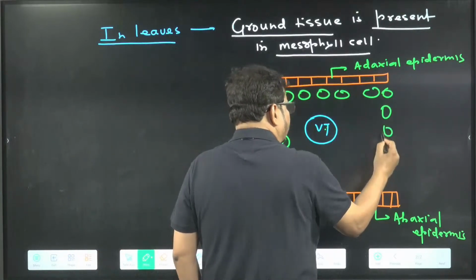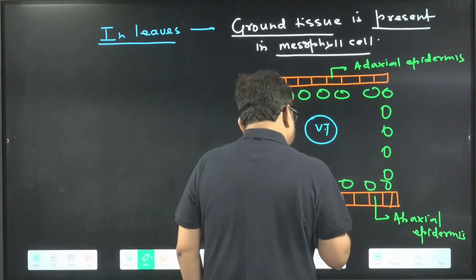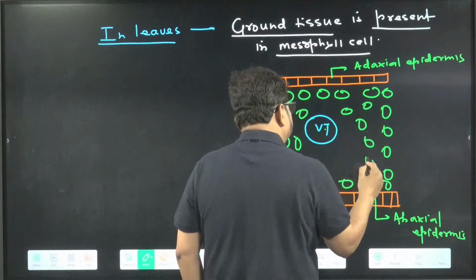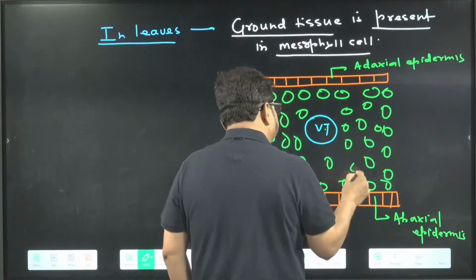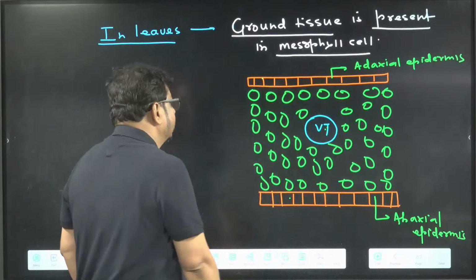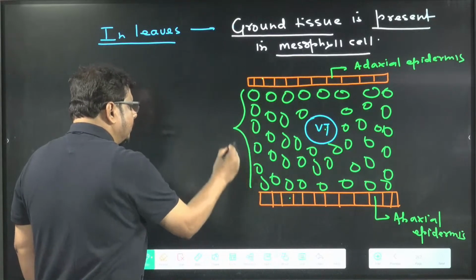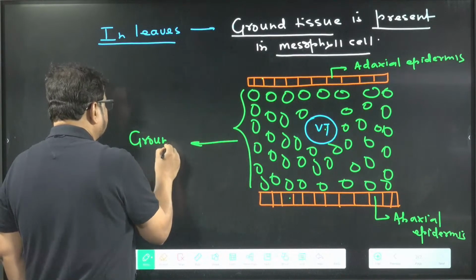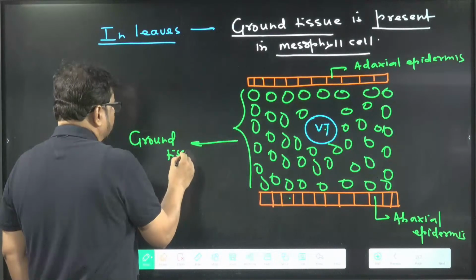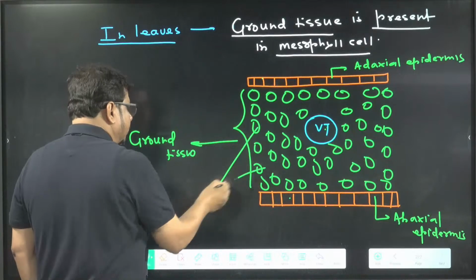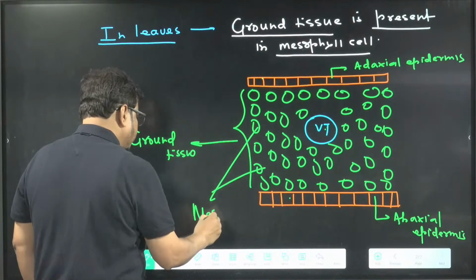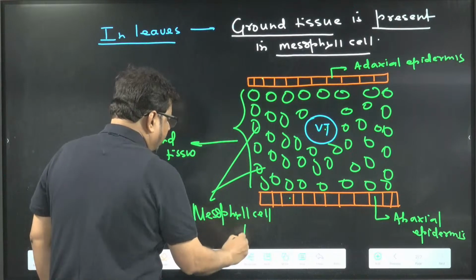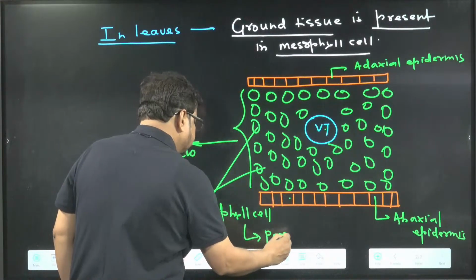I am drawing a basic sketch. I am not telling you the detail, palisade parenchyma, spongy parenchyma. We will deal with all these things when we discuss leaf in detail. So all these green color structures are what? Ground tissue. And these cells, which kind of cells are there? Mesophyll cells. And these are what basically? Parenchymatous.